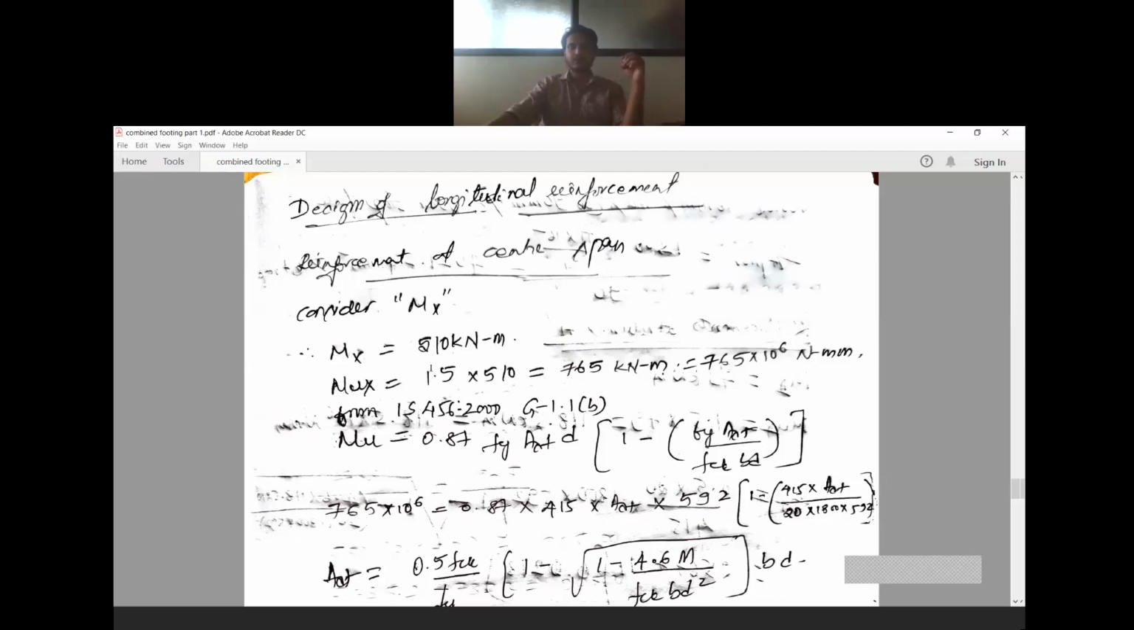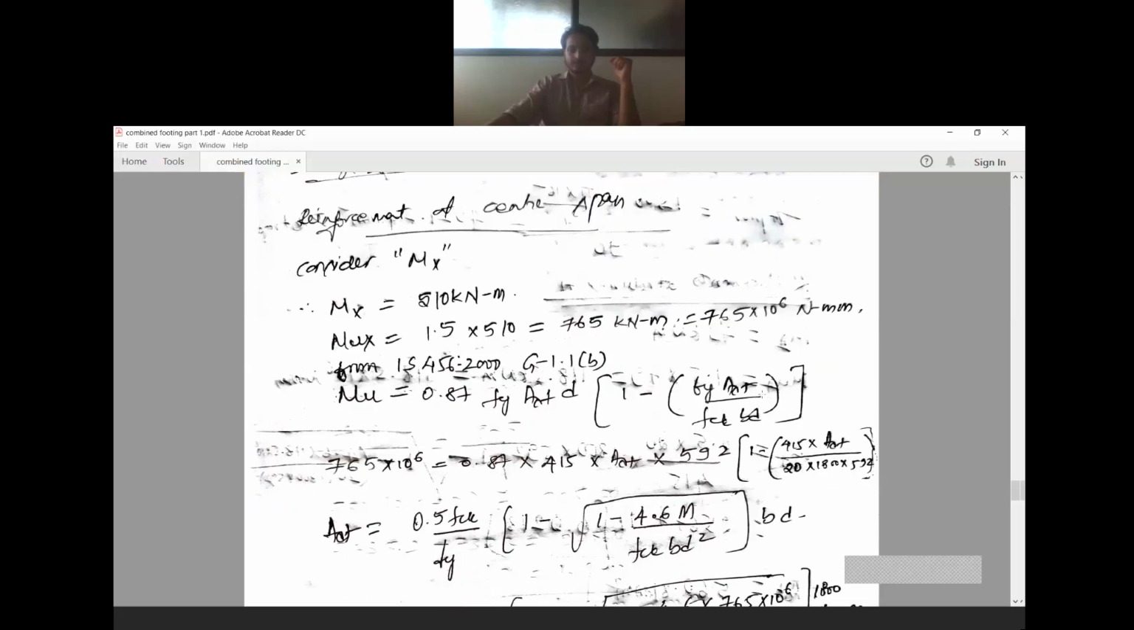Whenever we need to substitute the moment value in limit state formulas, equations, we have to consider the ultimate moment, that is the factored moment. For the factored moment, we have to multiply the value by 1.5. The moment value is 765 kilonewton meter. Since fy and fck are in Newton per mm square units, we have to convert this moment value to Newton mm units. So 765 into 10 power 6 Newton mm.